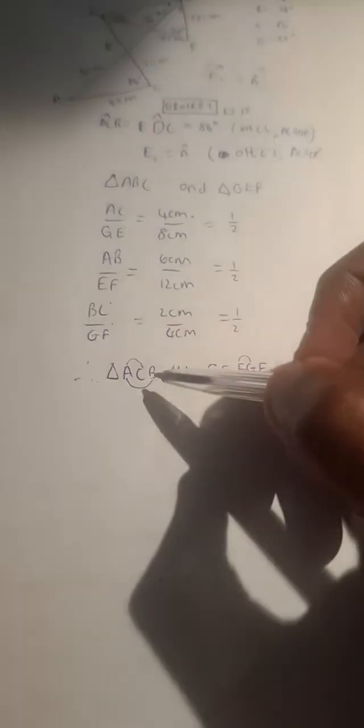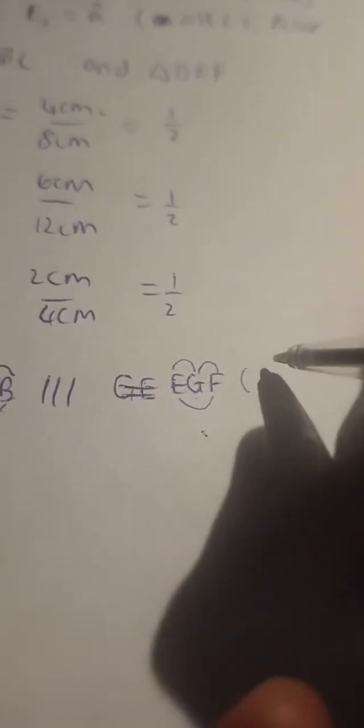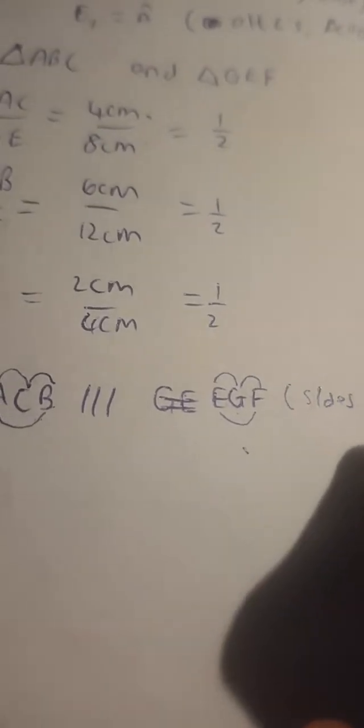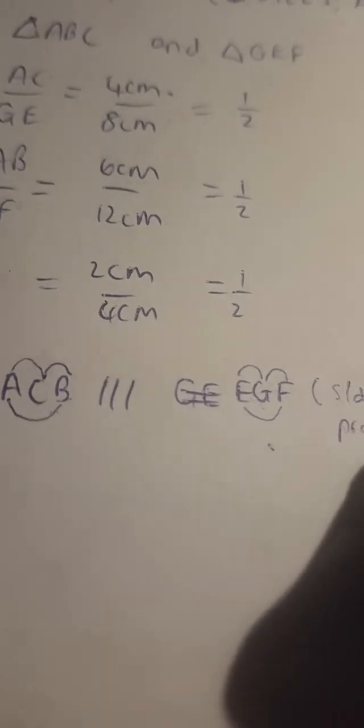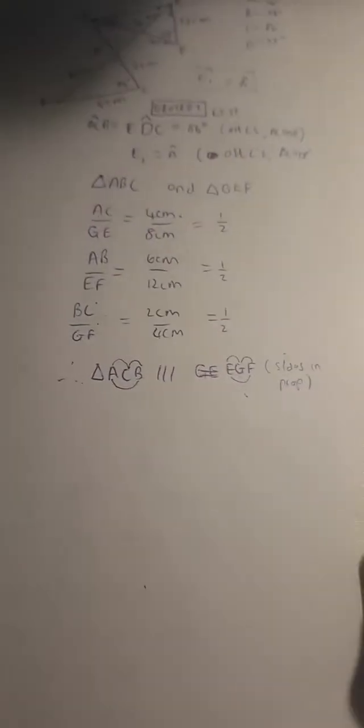EF. That's how it should be. Then lastly, BC and what? GF. The last two. That is actually similar triangles. What do I say? The reason is what? Sides in proportion. Okay, sides in prop.